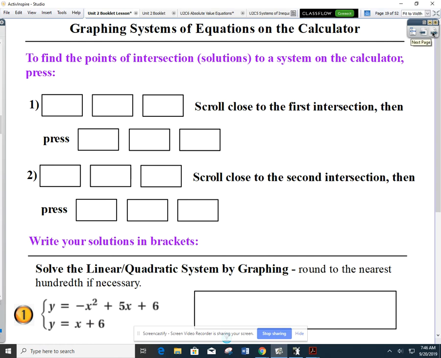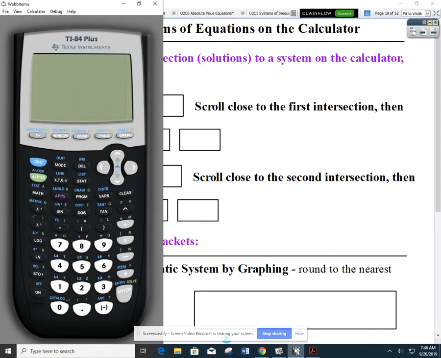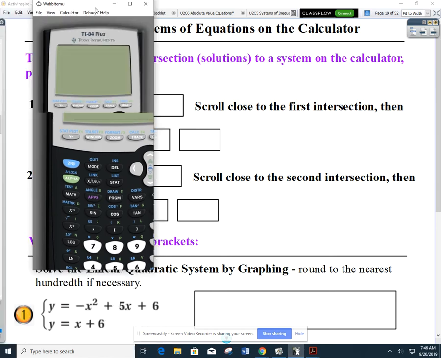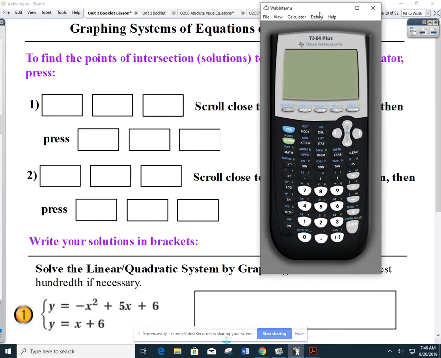Okay, so to graph systems on your calculator, you're going to need to have your calculator out. And let's clear your calculators so that it kind of resets everything and we can work fresh. I want you to click second plus.